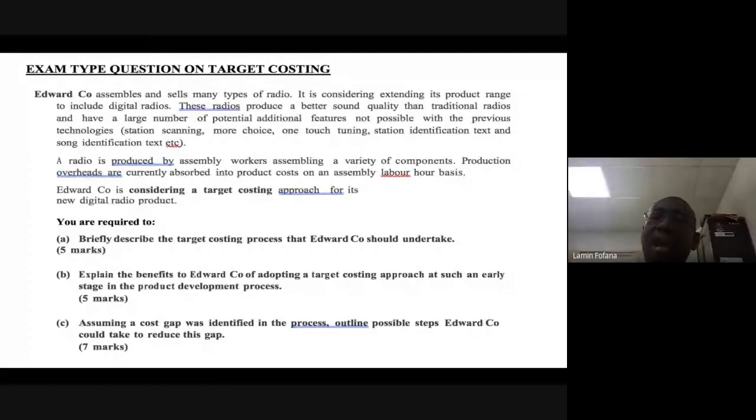So because they are on the design stage, they should go and do market research, go to the market and look for digital radios, how their specifications look like, how much are they being sold, at different places. Okay, so that's the first thing they should do. So what should be the second step?